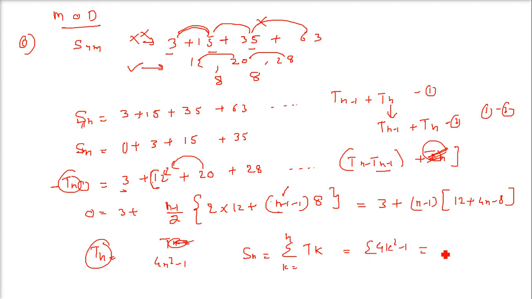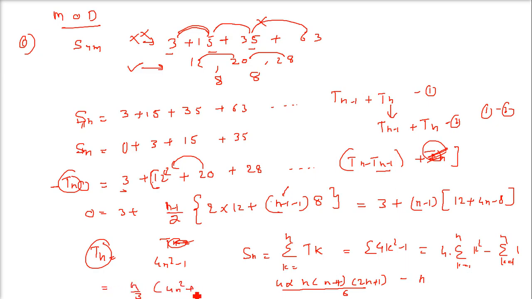This will be 4 into sigma k equals 1 to n k square minus sigma k equals 1 to n, that is 1. Now this we already know: 4 into n plus 1, 2n plus 1 by 6, and this minus 1, and since it is from 1 to n, this will be n. When you solve it, you are going to get n by 3, 4n square plus 6n minus 1. So this is the final solution.